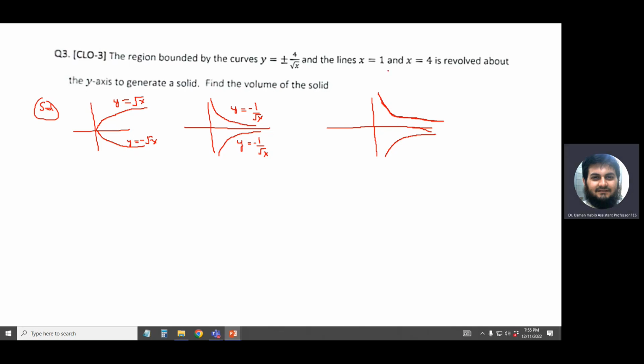So we have been given that there are lines x equals to 1. Let's say this is 1. So it's not up to the scale, but we will try to be as accurate as possible. So this is x equals to 4. Here, this is the upper bound. This is the lower bound for our surface, for our region, I would say. And this region, which is now bounded by the lines x equals to 1, x equals to 4, has been revolved about the x-axis. This is our x-axis. This is our y-axis.